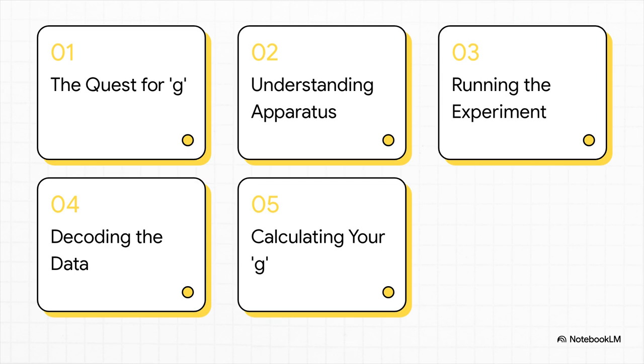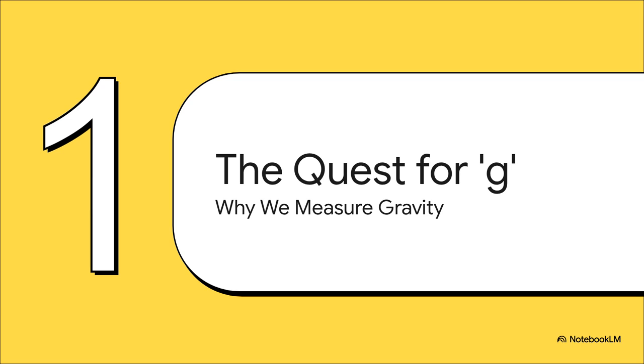Okay, so here's our game plan. First, we'll talk about why we're even on this quest for G. Then we'll get to know the gear we'll be using. After that, it's showtime. We'll run the experiment. Then we'll figure out what all the data means. And finally, the big payoff, calculating your own G. So let's start with section 1.